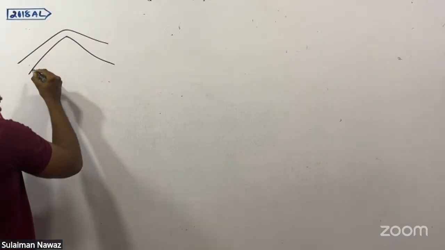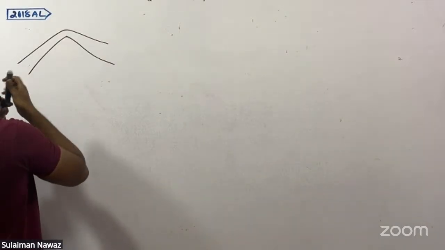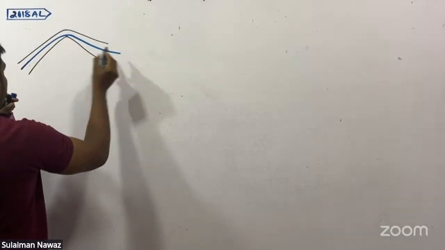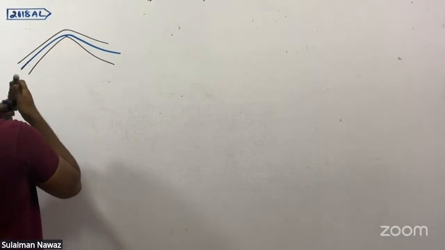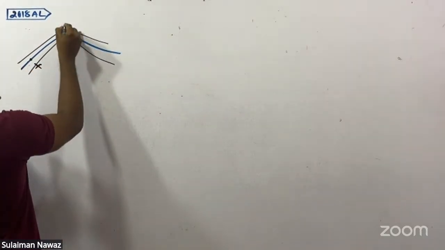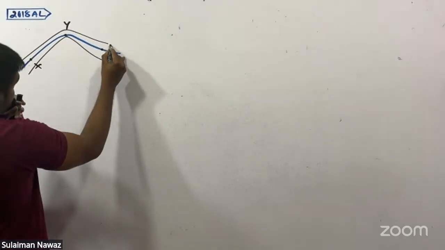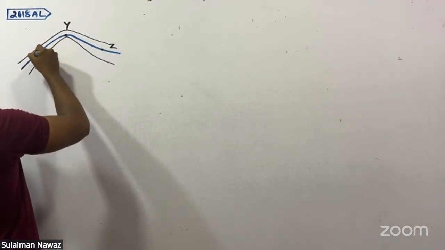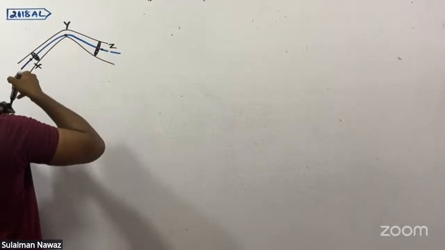Where is point X? If I take a streamline, point capital X is somewhere here, point capital Y is at the top, and point capital Z is somewhere here. They mentioned the cross-sectional area at point capital X and the cross-sectional area at point capital Z are the same.